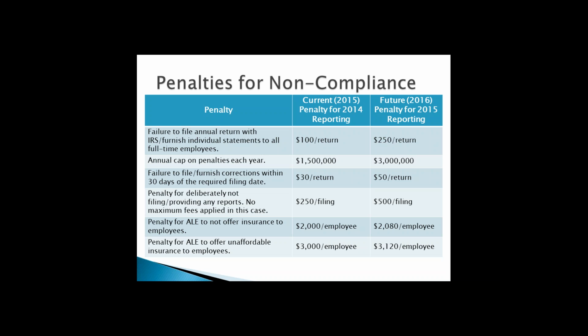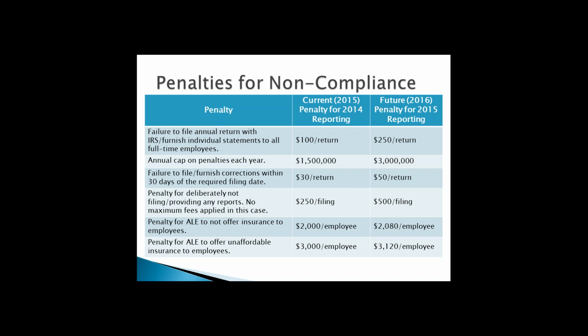The second penalty listed is the annual cap on penalties for each year. So for 2014, the penalty was $1.5 million. And this year, the penalty has unfortunately doubled to $3 million. The third penalty listed is the penalty for failing to file and/or furnish corrections within 30 days of the required filing date. So for 2014 reporting, this penalty was $30 per return, and for 2015 reporting, the penalty has increased to $50 per return.